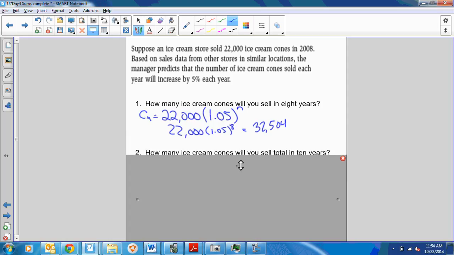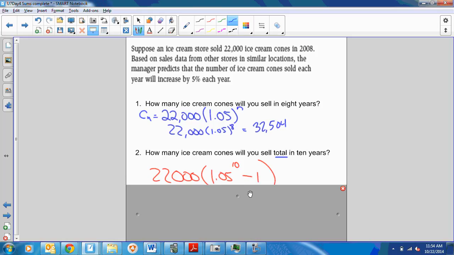The second type of question we're probably going to ask you is how many ice cream cones we sell total, and we might even say 8 years. Now I changed it to 10 years, but total. Notice that the only word different in here is total. Total is sum. We don't want to know how many you're going to sell in year 10. We want to know how many you sold total in all those years, year 1, 2, 3, 4, and 5. So that's a sum equation.